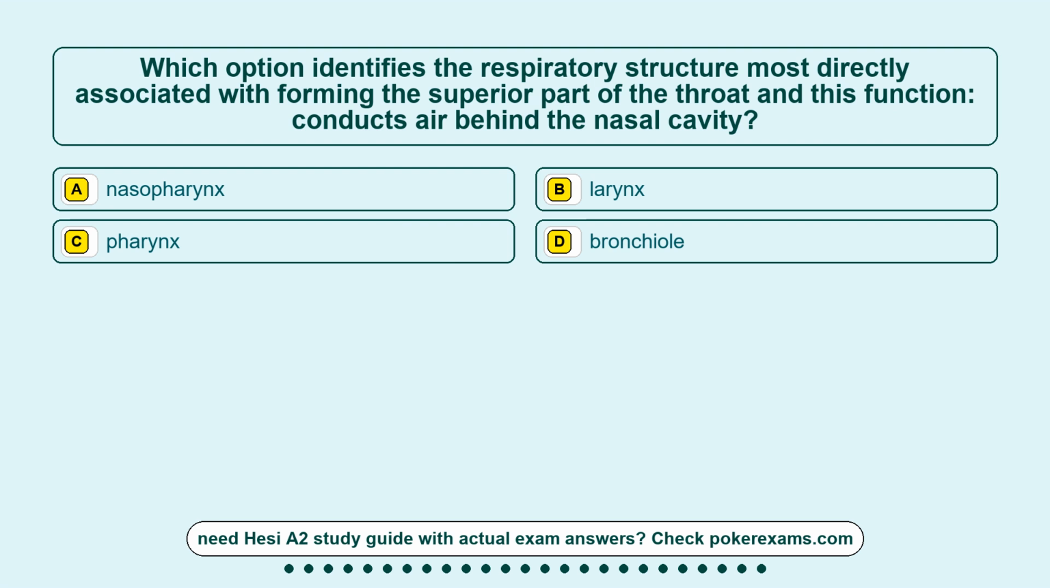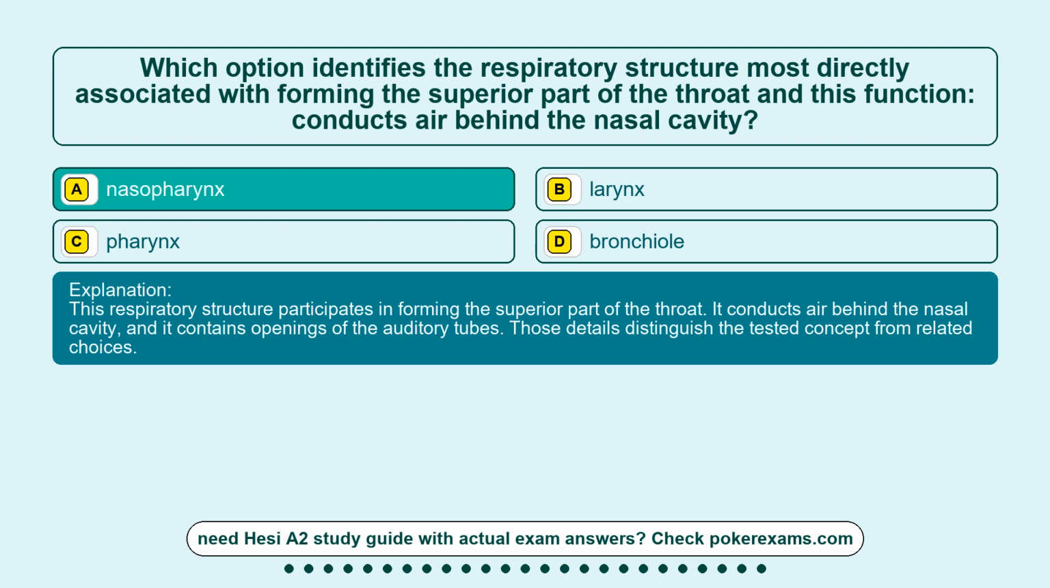Question 20. Which option identifies the respiratory structure most directly associated with forming the superior part of the throat and this function conducts air behind the nasal cavity? Option A, nasopharynx. Option B, larynx. Option C, pharynx. Option D, a bronchiole. The correct answer is option A, nasopharynx.